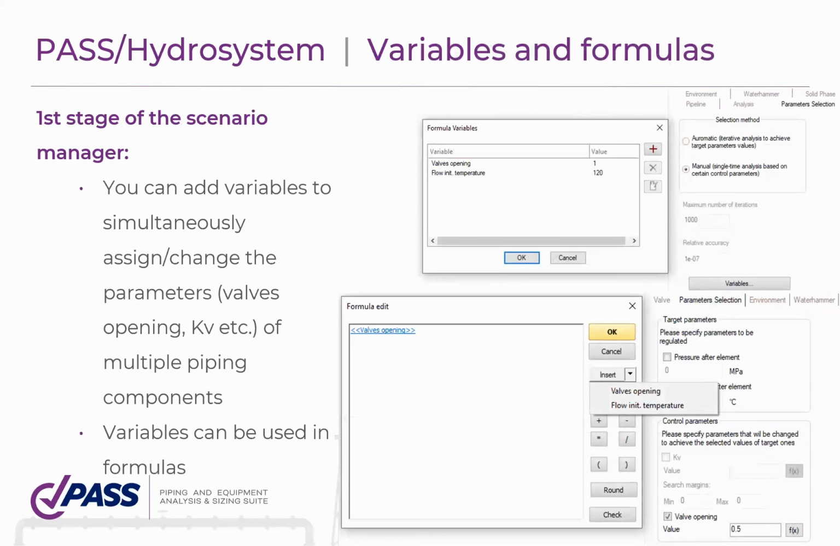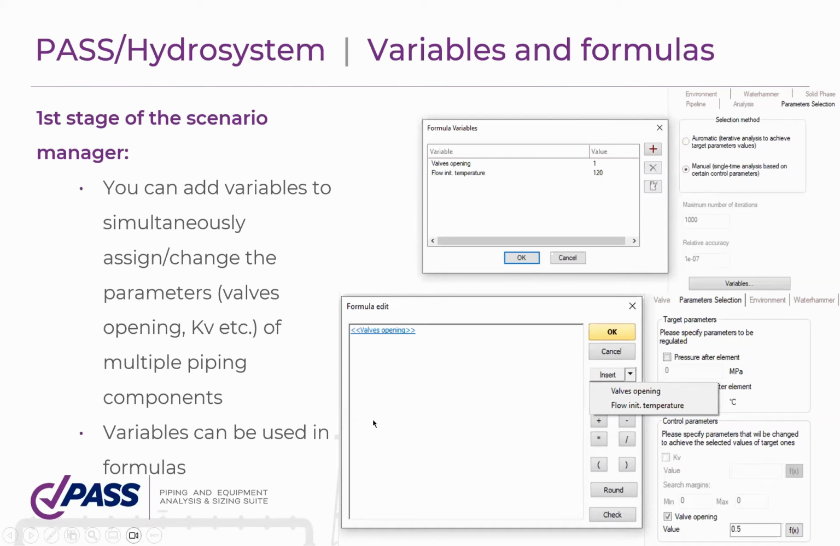Next, another interesting feature that we added in the latest version of HYDROSYSTEM is variables and formulas. It's our first stage to the full scenario manager. Unfortunately, currently in HYDROSYSTEM, we don't have a scenario manager, but this option would allow you to use some advantages of a real scenario manager. Now, in HYDROSYSTEM, you can add your own variables to simultaneously change or assign different parameters of multiple piping components. For instance, valves opening, valves KV, flow temperature, etc.